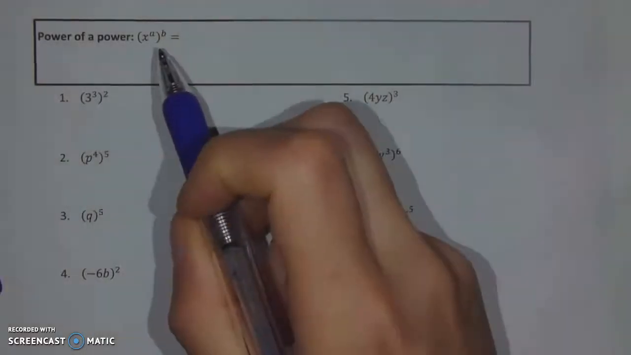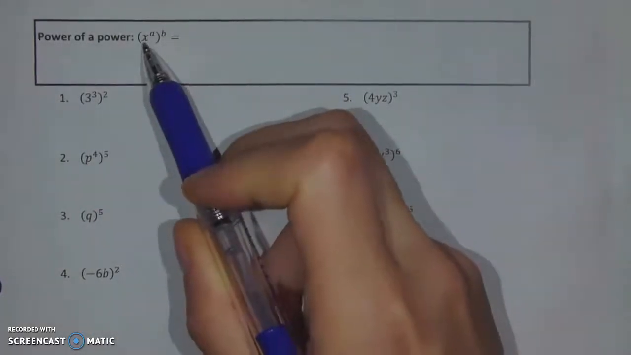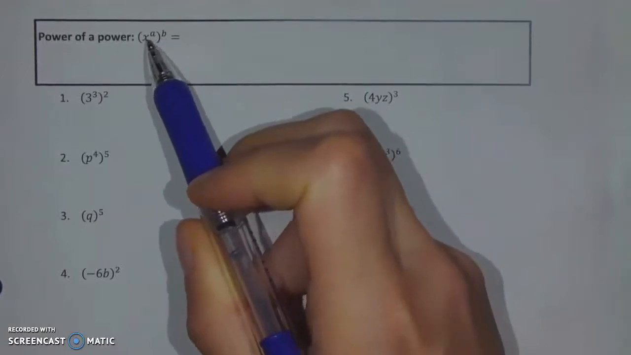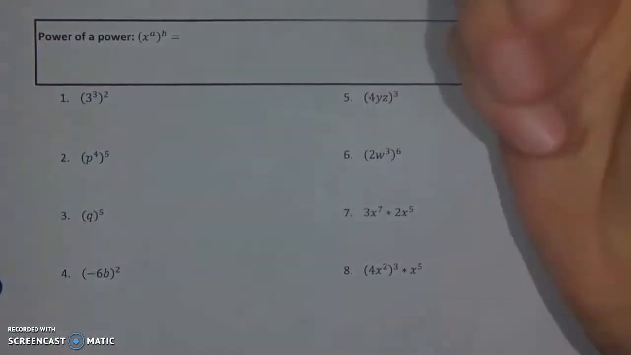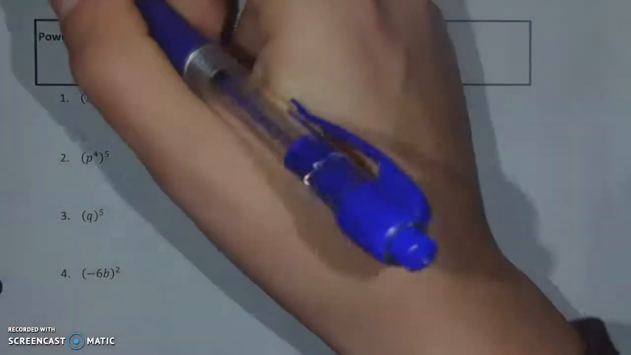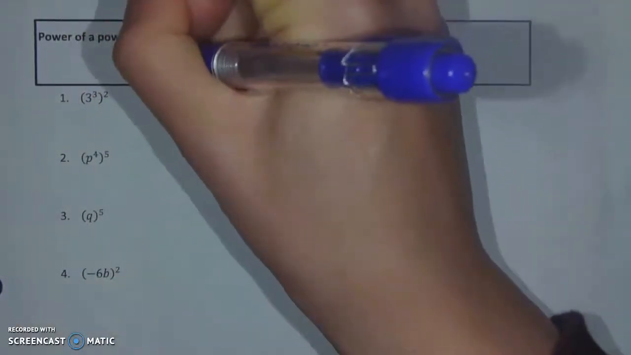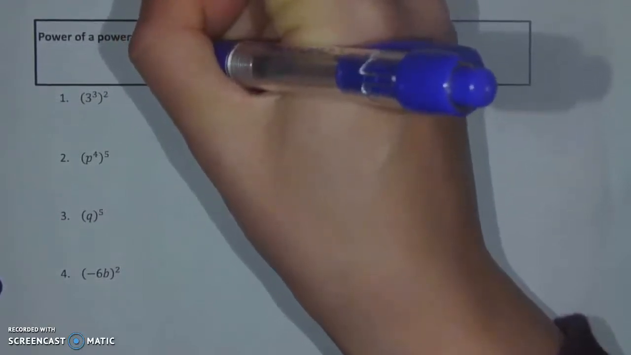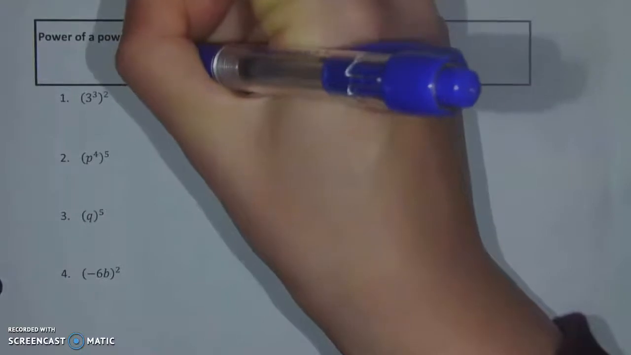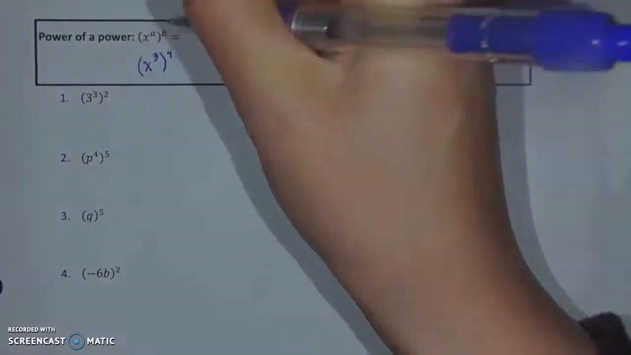So let's start with this one. Let's say that we have x to the a to the b. So the power here is being raised to a second power. Well, let's look at what that could appear to be by taking a normal example. So let's do x to the third raised to the fourth power, okay?